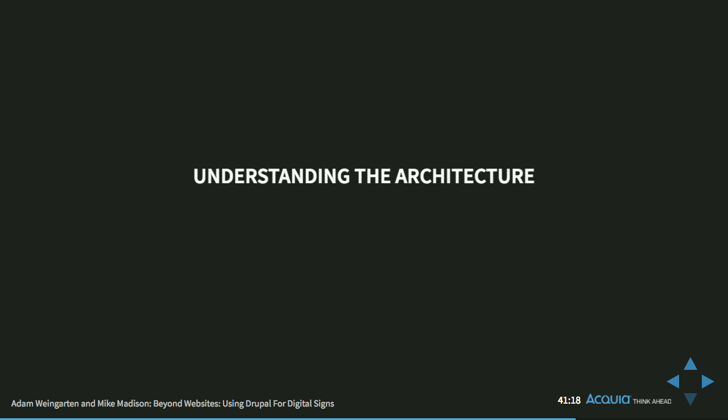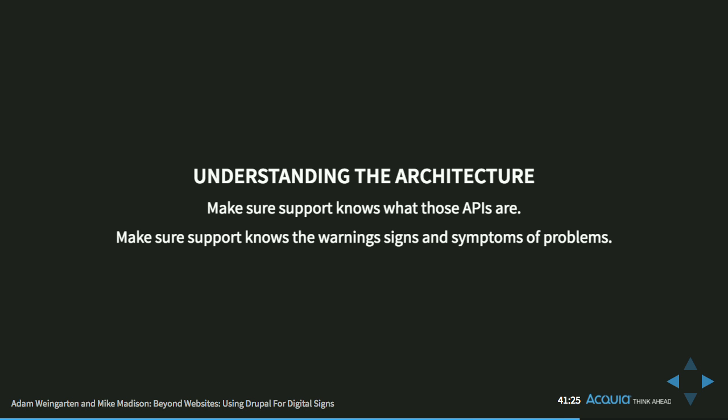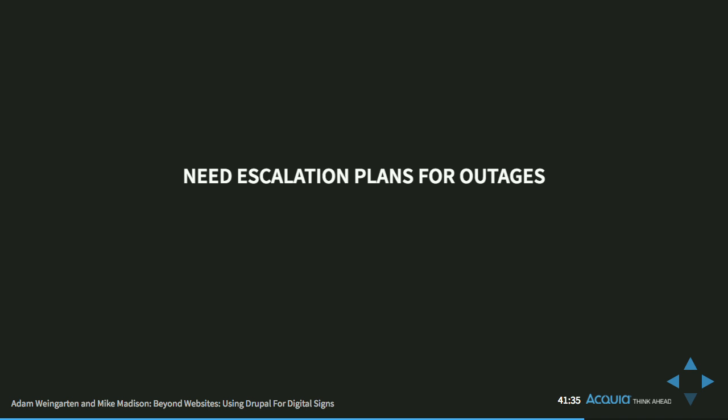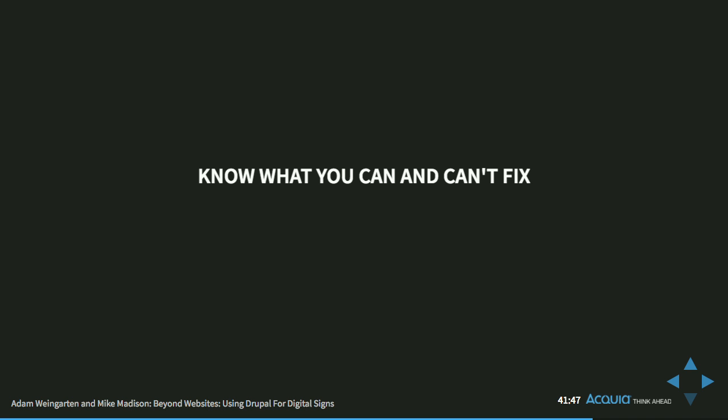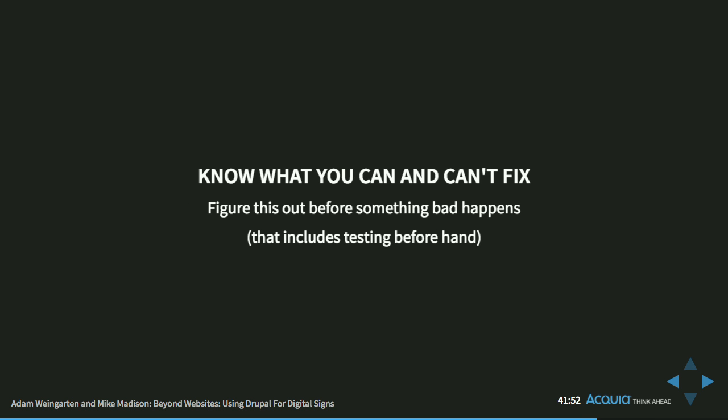So make sure that you understand the architecture, make sure that support understands the architecture, and make sure that they know what the warning signs are when a problem happens. They need to be able to understand it and draw conclusions. And have an escalation plan ahead of time. Know who owns which API, know who to call when something totally goes wrong. And it will. And know what you can and can't fix. And figure that out before something really, really horrible happens.